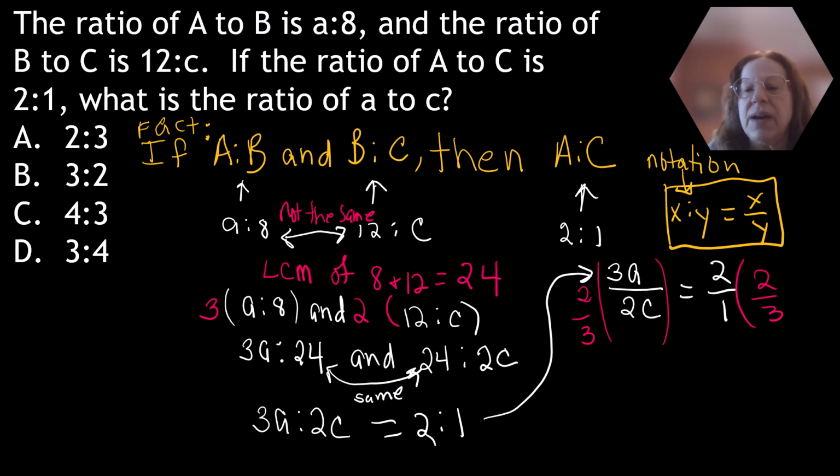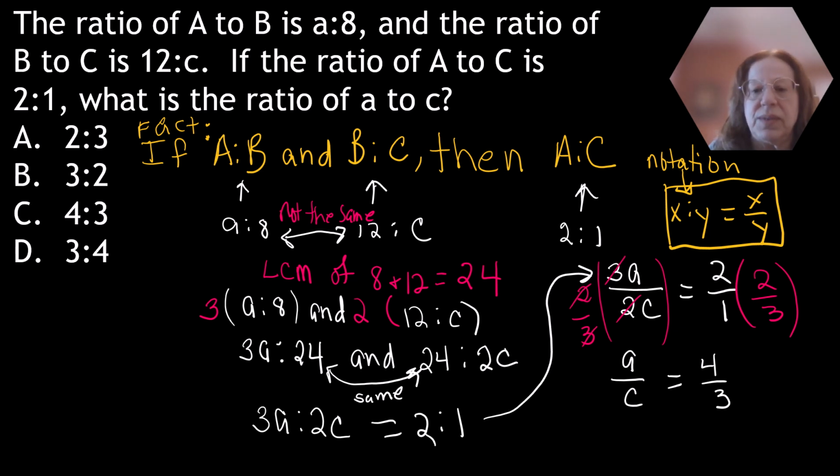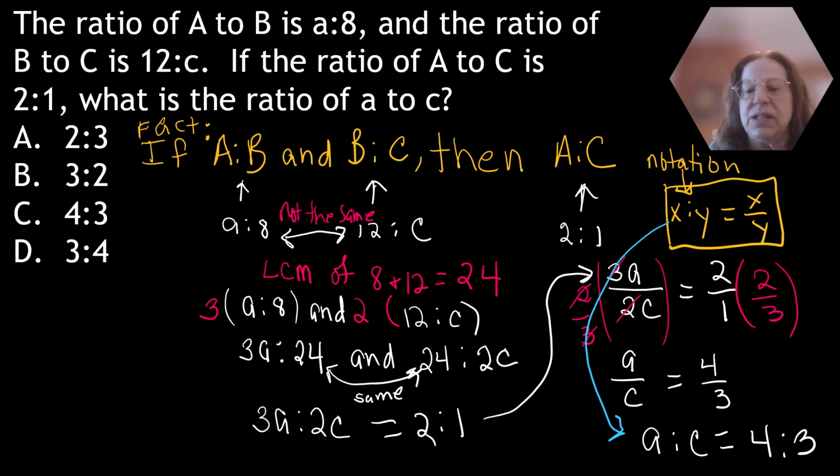Okay, so now we're going to solve for A over C. And to do that, we're going to multiply by the reciprocal of 3/2, which is 2/3. Multiply both sides by 2/3. And we get the 2's cancel, the 3's cancel on the left-hand side. We get A over C is equal to 2 times 2 is 4, and 1 times 3 is 3. So A over C equals 4 over 3. Now we're going to use that notation and go back and say that A is to C is the same as 4 is to 3, and that is the answer.